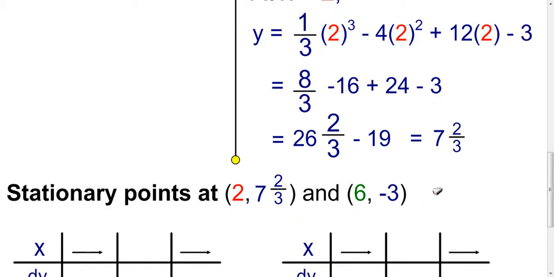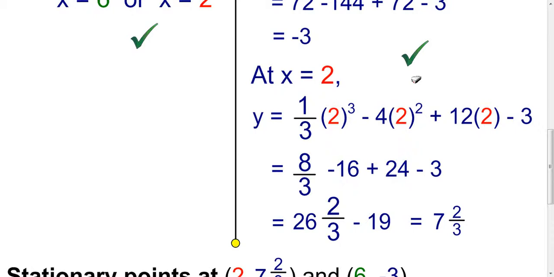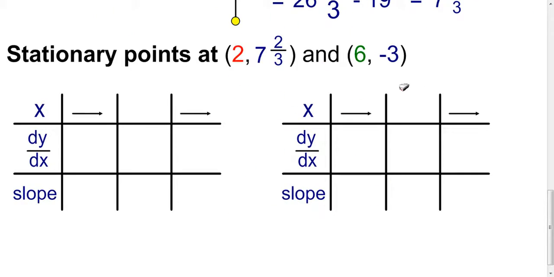We now have to determine their nature. So the y values will get you a mark. Doing the two nature tables, you can do one big one, that's absolutely fine. I'm just doing two separate ones here. If you do both of them correctly, we'll get a mark for this. So the first stationary point occurs when x is 2, and the second one occurs when x is 6. So look a wee bit before 2 at 1, a wee bit after 2 at 3, a wee bit before 6 at 5, and a wee bit after 6 at 7.